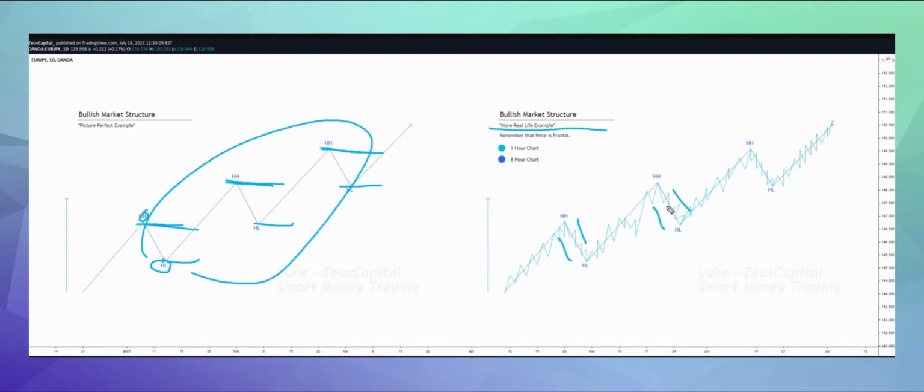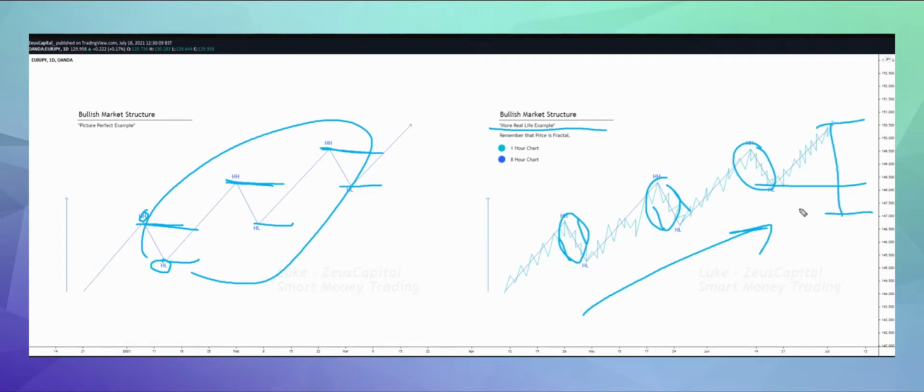Now, if you hadn't already guessed, the difference between seeing a textbook example compared to a real example is that we're going to see the complex pullbacks, quote unquote, substructures within the ranges. So again, these moves here, what you may think is a retracement, is actually substructure within the overall uptrend. As long as price is moving upwards and not breaking below the previous high low, we're still moving to the upside.